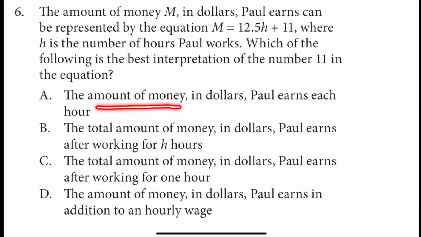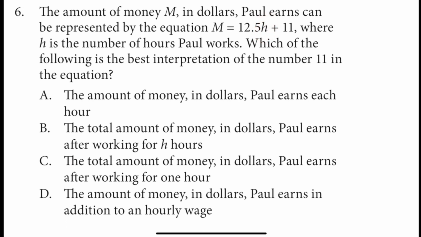11 is the amount of money in dollars Paul earns each hour. The total amount of money in dollars Paul earns after working for 8 hours. So that's kind of the total. The total amount of money in dollars Paul earns after working for 1 hour. The amount of money in dollars Paul earns in addition to an hourly wage. There we go. So guys, here we go.